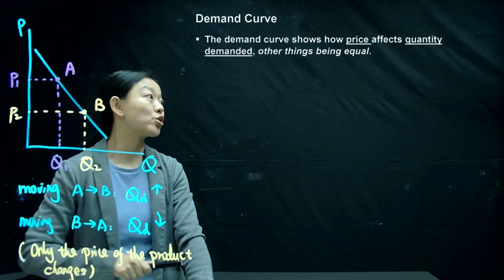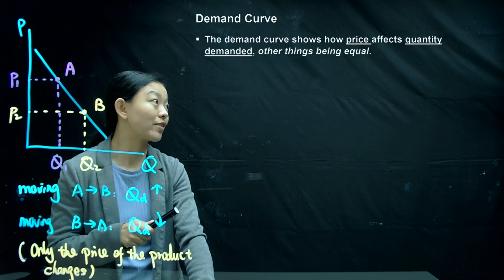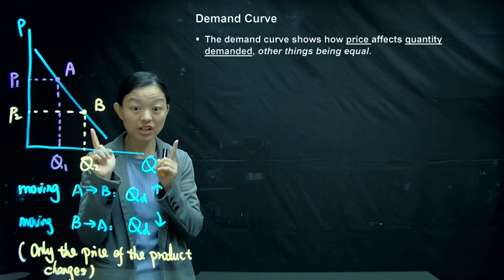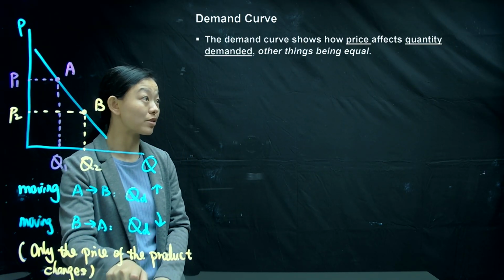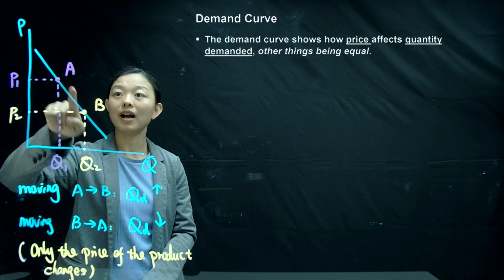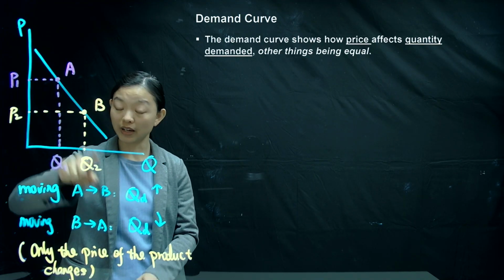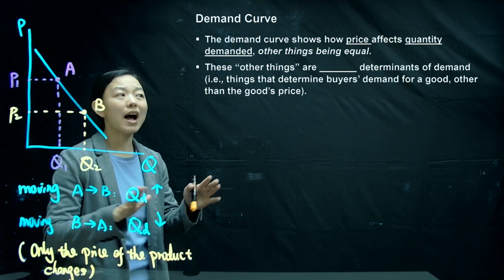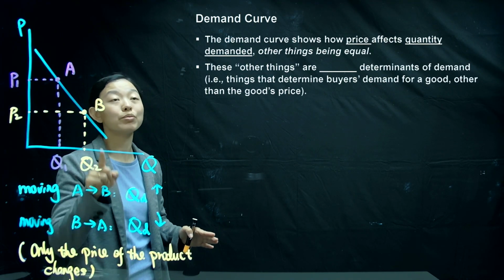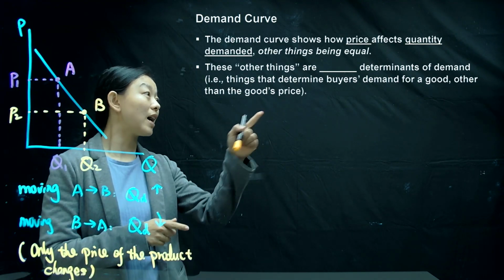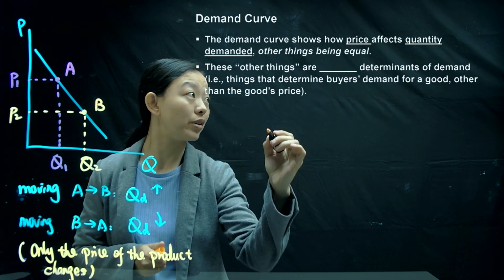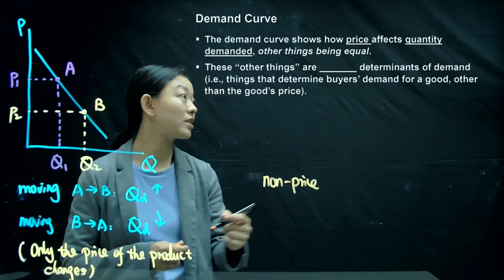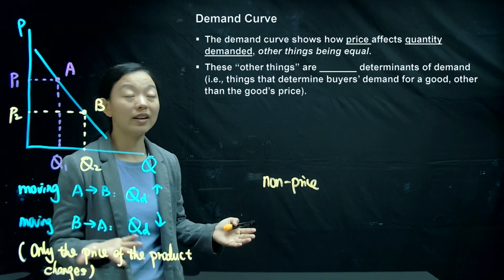So the demand curve here shows how price affects the quantity demand, other things being equal. I didn't mention other things changing. I just mentioned only the price of the product changes. It will cause a movement either from A to B or from B to A, moving along this demand curve. So those other things are what we call non-price determinants. You can put here non-price determinants.